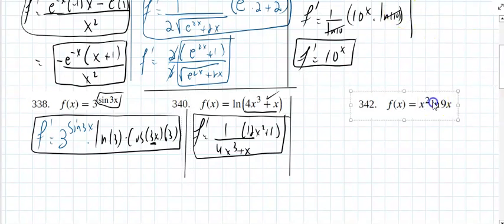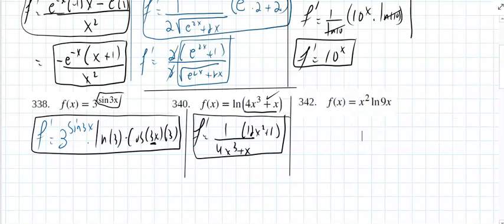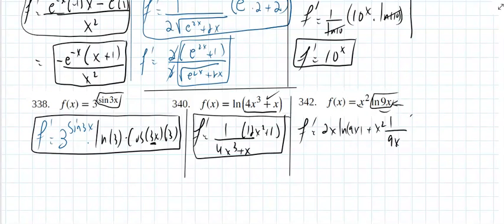And if I want to take a derivative of 342, I see the product rule. Derivative of the first would be 2x times natural log of 9x plus x squared. The derivative of natural log is 1 divided by whatever you take in the log of, which is the argument, by the chain rule times the derivative of the 9x, which is a 9.